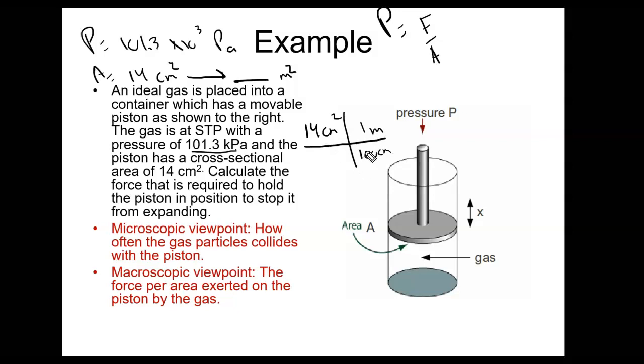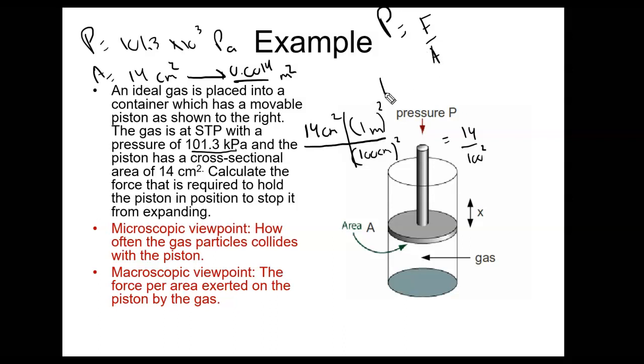But wait, I need centimeters squared. And so I need to square the bottom, and then I square the top. So I'm actually doing 14 divided by 100 squared, and that is 0.0014 square meters. Make sure you understand how to do those types of conversions. Remember, it's a little bit different when you have a unit being squared. Besides that, this is a very basic type of problem.